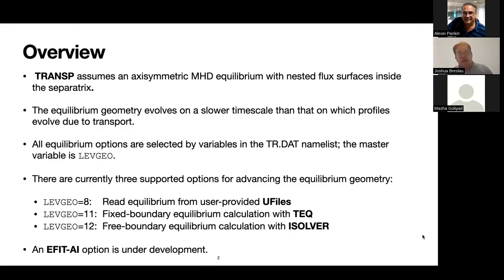And in TRANSP, the equilibrium options are selected by variables in the namelist in the tr.dat file. The master variable to choose which equilibrium option you're using is called LEBGEO, and there are three supported options right now. LEBGEO equals 8 will read the equilibrium from user-provided U files and just use those. 11 uses the fixed boundary equilibrium solver TEQ, and 12 uses a free boundary equilibrium solver, iSolver. I'll be talking about all of those options. A fourth option is under development using the EFIT-AI equilibrium solver.